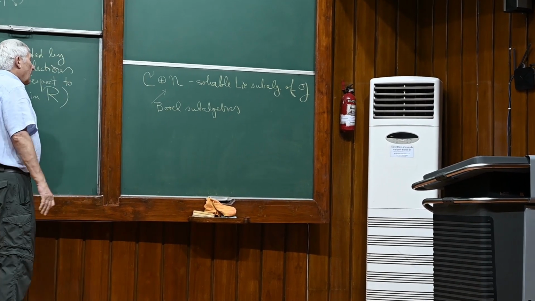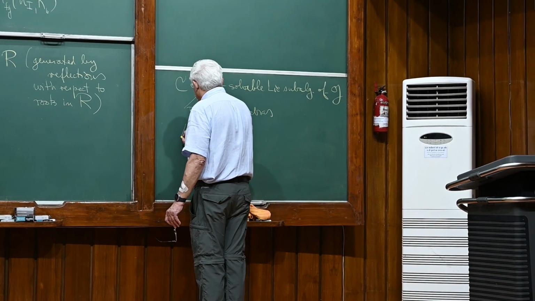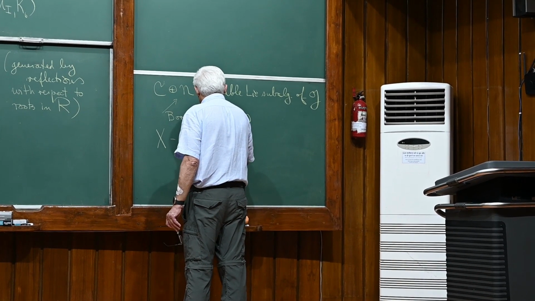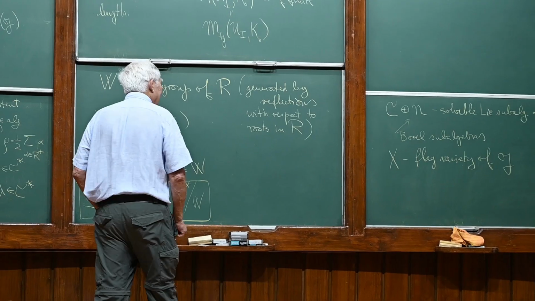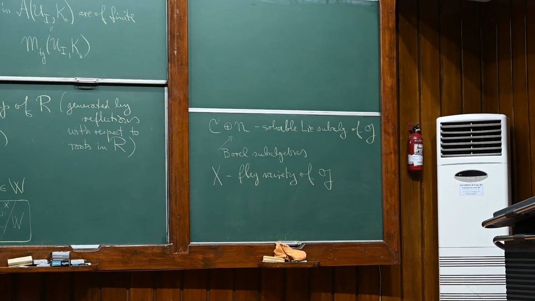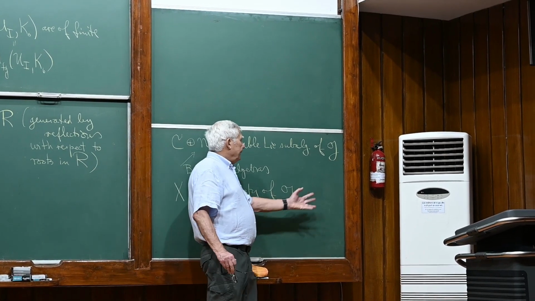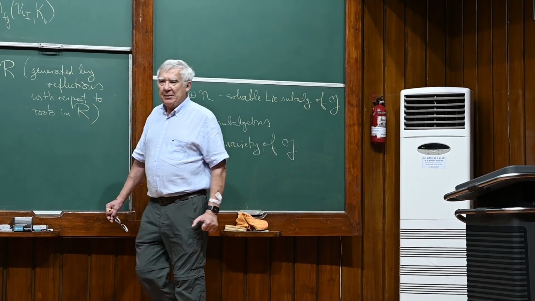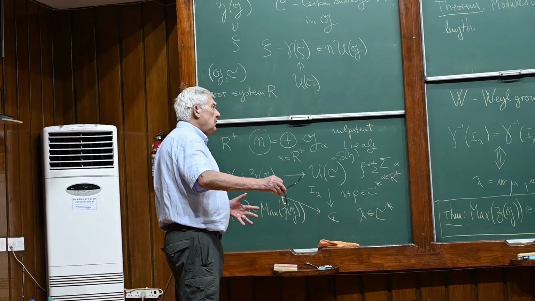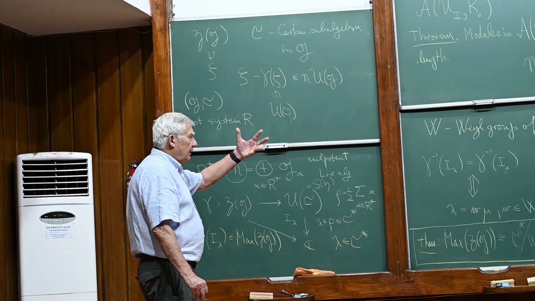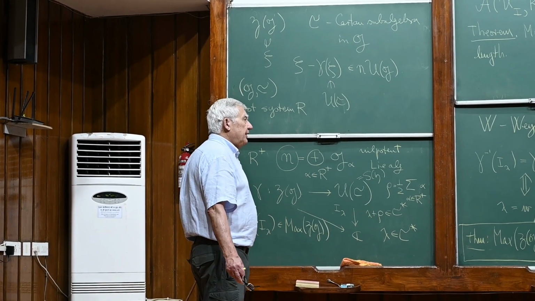And they form a smooth algebraic variety, which is called the flag variety of G. All Borel subalgebras are conjugated by the action of, say, the int of G, this algebraic group. So this flag variety is a quotient of this group by the Borel subgroup corresponding to a particular Borel subalgebra. So it's a smooth projective variety.